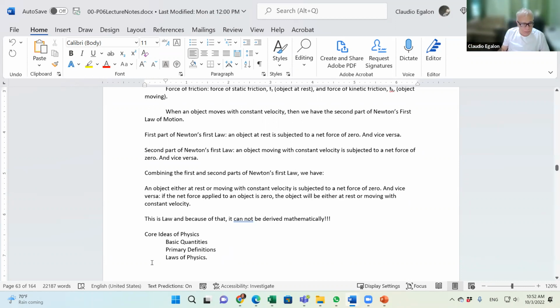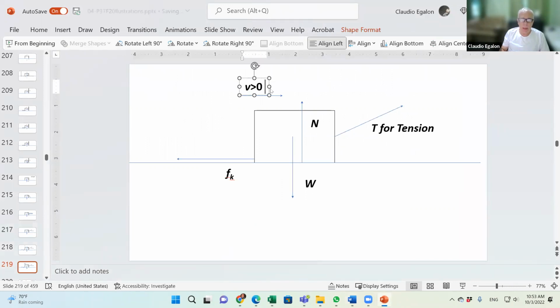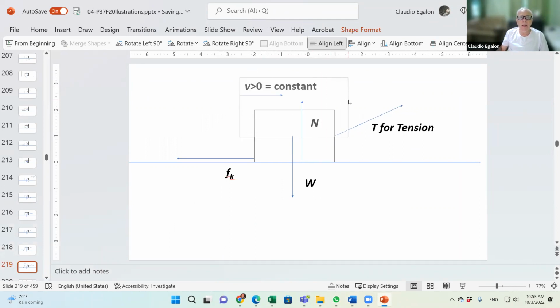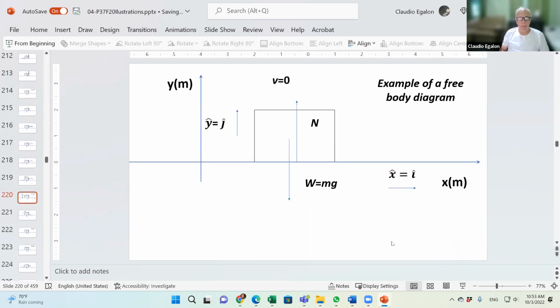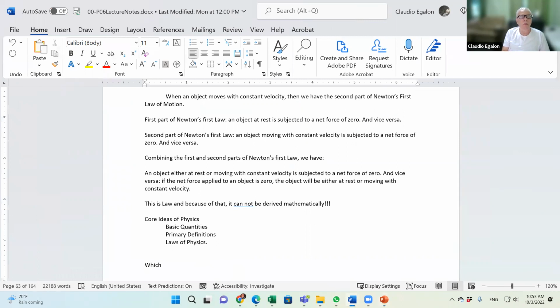Okay, so let's see. V, and by the way, greater than 0, equal to constant in this case. Which other forces do we have out there?